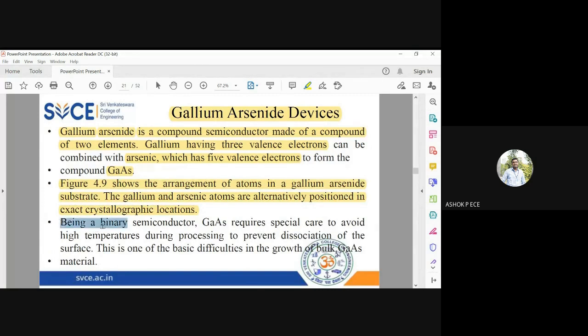This gallium arsenide requires special treatment, because if you expose this material to a high temperature, there might be problems in the surface. The bond between the gallium and arsenic atoms might break in the surface. Also, when you expose this device to very high temperature, there is a chance that the growth may be uneven. That is the only difficulty. And when you fabricate or manufacture this device, you have to exercise caution on this last point.